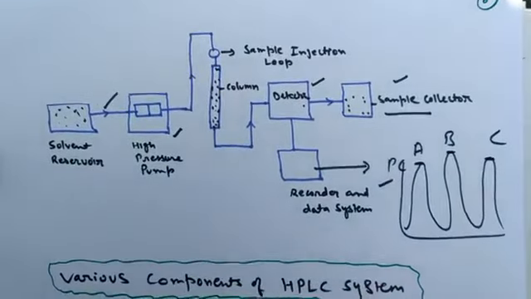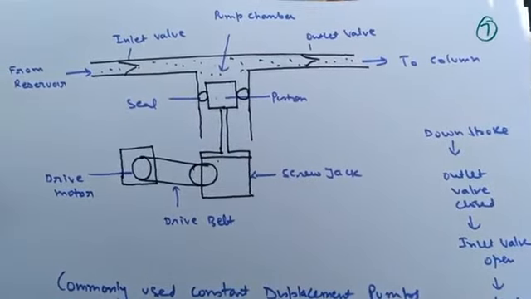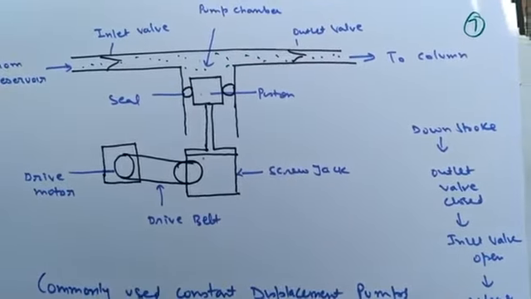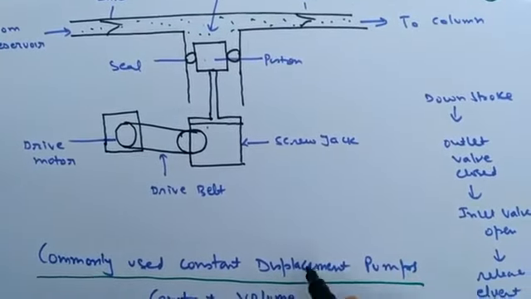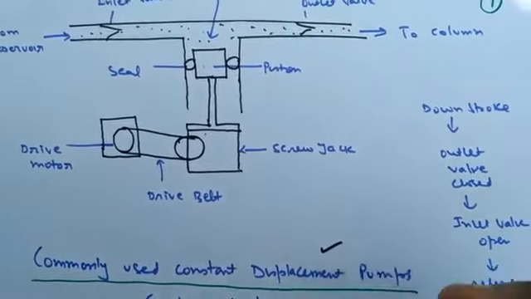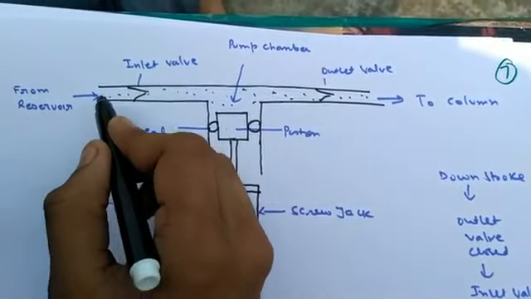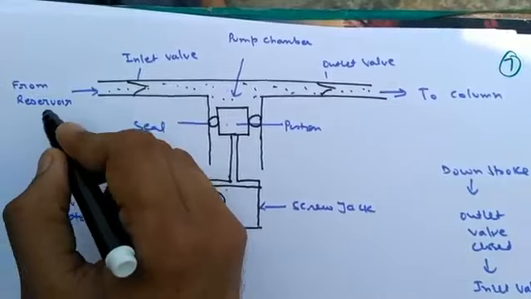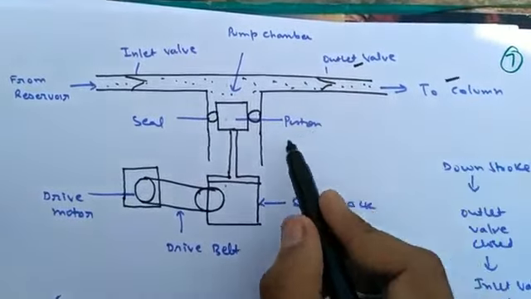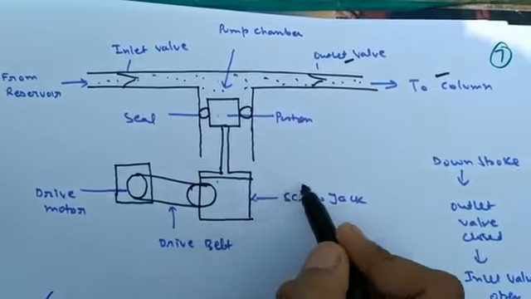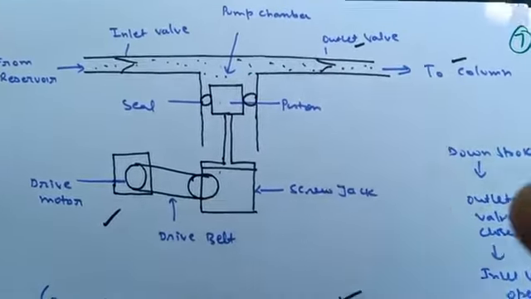These are the components of the HPLC apparatus. Next there is the pumping system that pumps the solvent into the column. First is the constant displacement pump. Here is the inlet that is connected to the reservoir of the solvent, then the outlet that sends the solvent to the column. Here is the piston system driven by the motor having a pulley and belt.